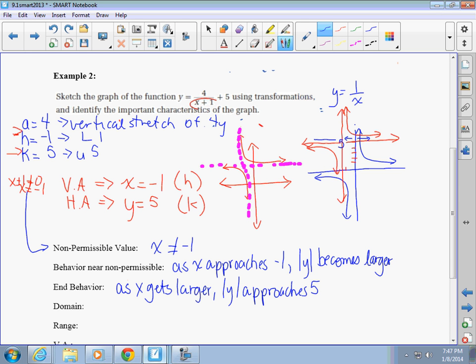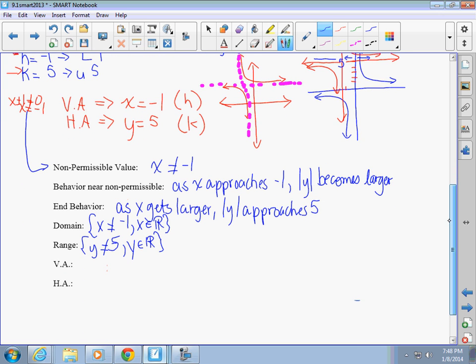Okay, so what is my domain? The set of values for x such that x is not equal to -1, but it can be any other real number. My range then is the set of values for y such that y does not equal 5, not a -5. Y is an element of real numbers. So my vertical asymptote, I calculated up there, x is equal to -1. My horizontal asymptote is at y is equal to 5.